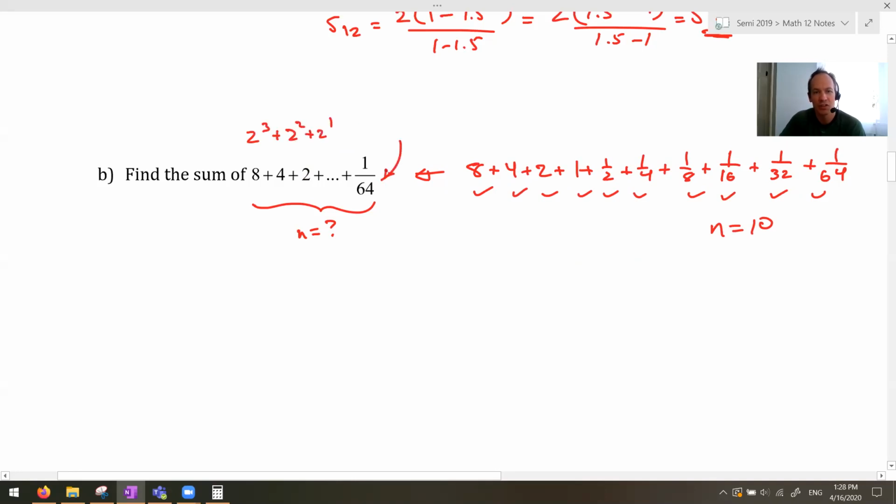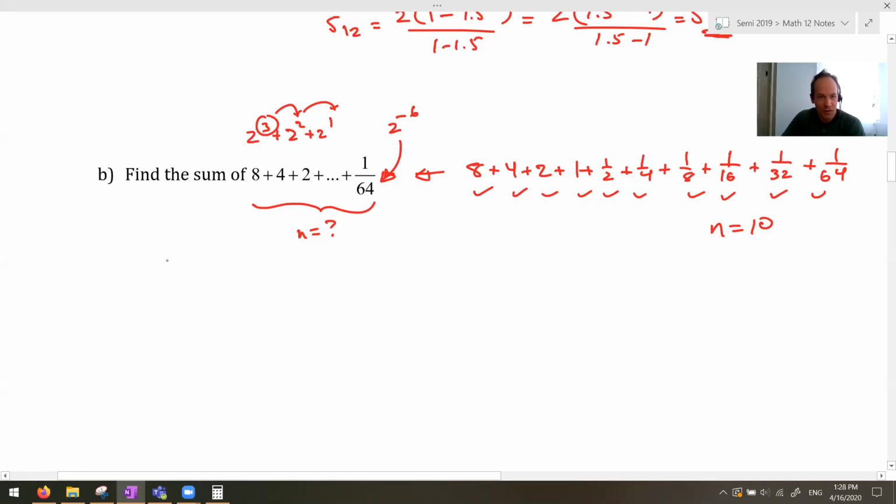Okay, what is 64? 64 is 2 to the power of 6, so this is 2 to the power of negative 6 here. So we're kind of thinking in terms of powers of 2. How many times do we have to go from here, here, here to go from 3 to negative 6? That would be 9 skips, which would make 10 terms in total. Anyway, we're going to worry about that later.